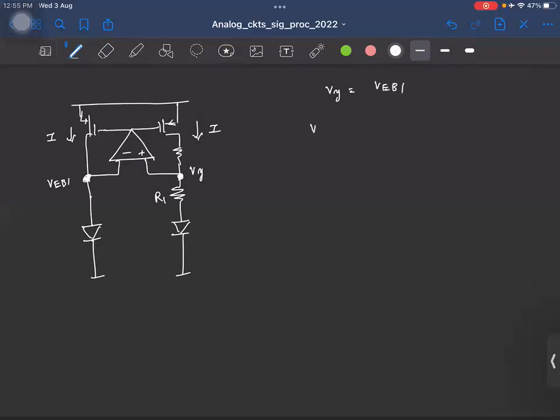And in terms of the current I, and this is say the VEB2, can you tell what is VY? I want to find the node voltage VY in terms of this branch current I, and I call this diode voltage as VEB2. And we also know that VY is VEB1. So I'll put it like this.